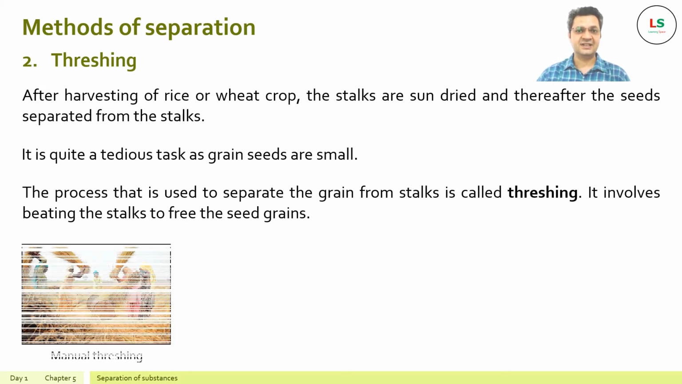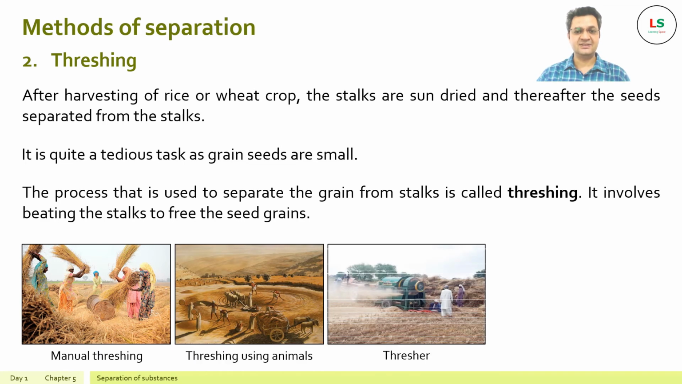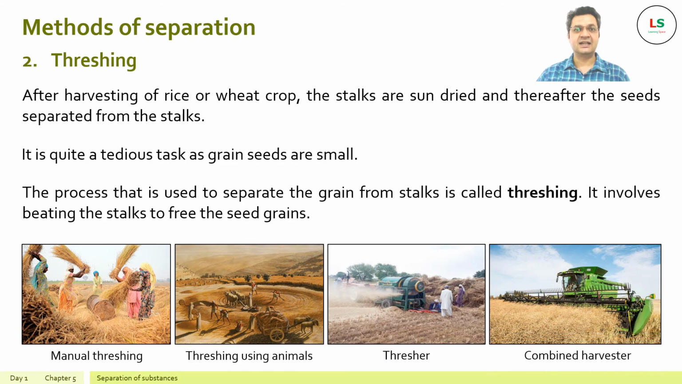Here are some pictures. Threshing can be done manually by humans or using animals. On a smaller scale, a thresher can be used, and on a very large scale, a combine harvester can be used.